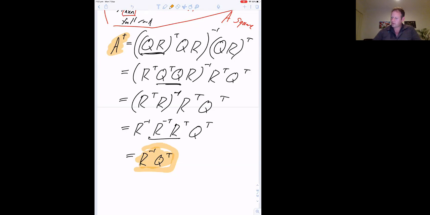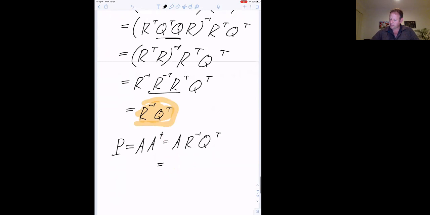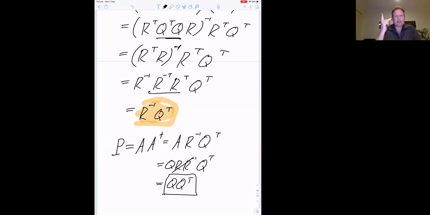Yeah. So if you now look at the matrix P, the projection matrix is A times A dagger. So that is A times this R inverse Q transposed, but the A also has a QR factorization. So that's QR R inverse Q transposed. So that's Q Q transposed. This is important. Q transpose Q gives you the identity. QQ transpose doesn't give you the identity, it gives you a projection.